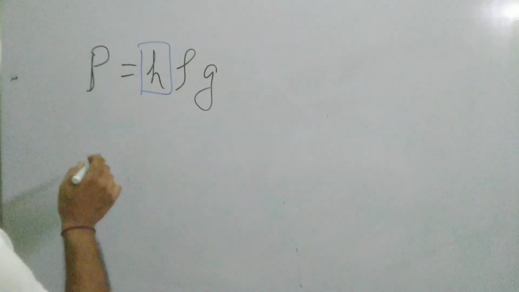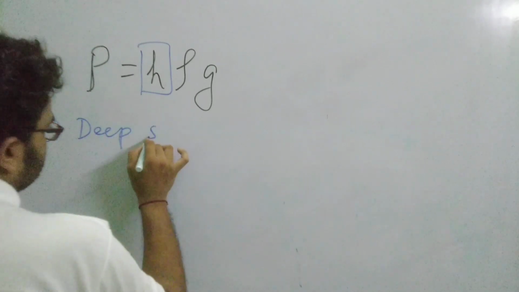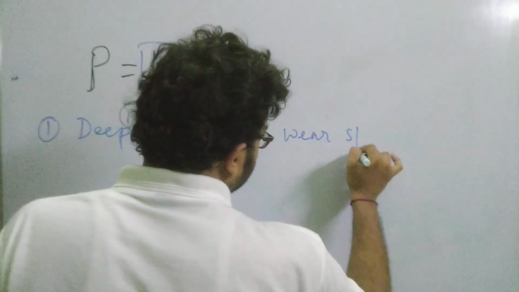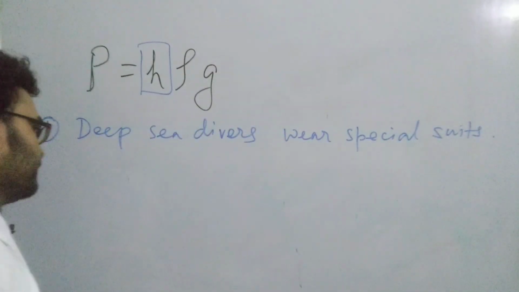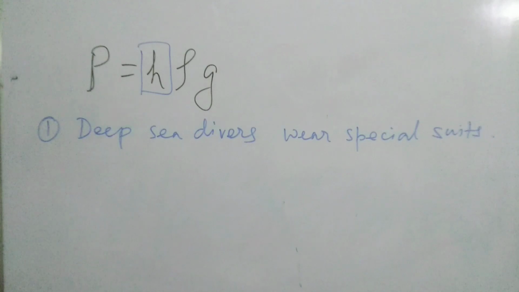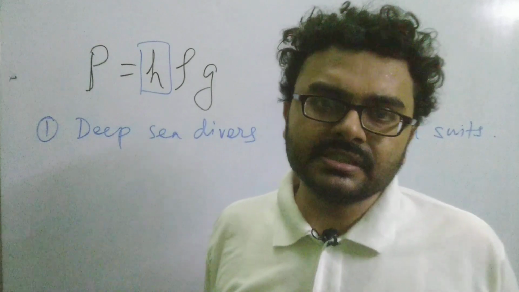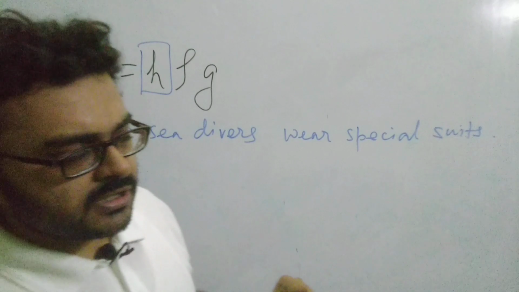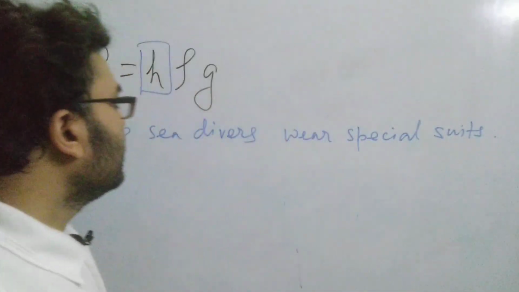So I can write the first consequence: deep sea divers wear special suits. Why is this important? Because when they go deep down the sea, the depth from the sea surface increases. As a result, pressure also increases, and the increase in pressure can cause harm to the human body. So they wear a special kind of suit which can withstand the high pressure. This is one of the consequences of this factor.